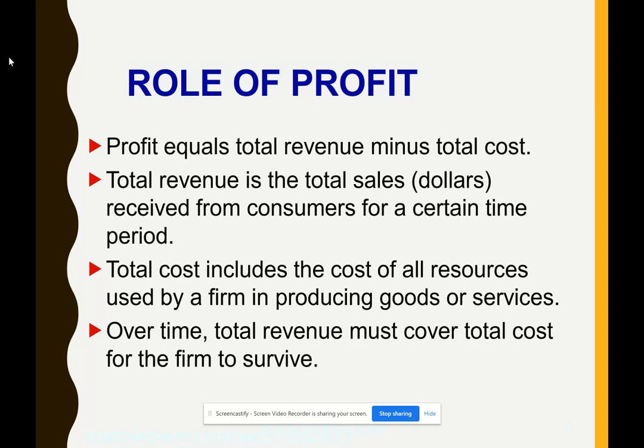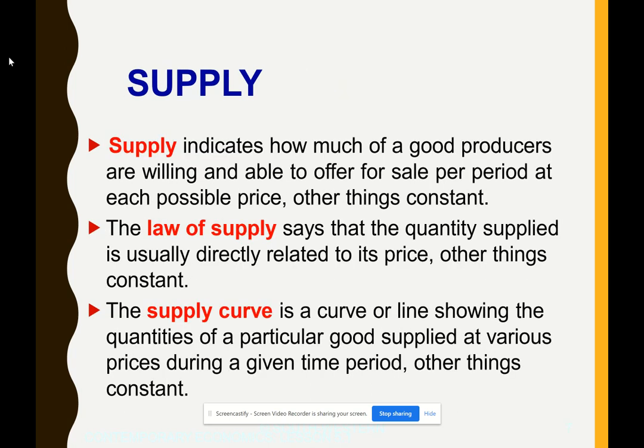Total revenue is the total sales in dollars. Okay? Total sales in dollars. And this is received from the consumers who are buying during a certain period. The total cost includes the cost of all resources, right? Your lemons, your water, your cups, your sugar, that you use to make the lemonade. Over time, if you're only breaking even with the amount of lemonade you're selling, that's going to be a problem. You have to make sure that your total revenue covers your cost. That's going to help you survive. But to be successful, your total revenue must exceed your total cost time and time again.